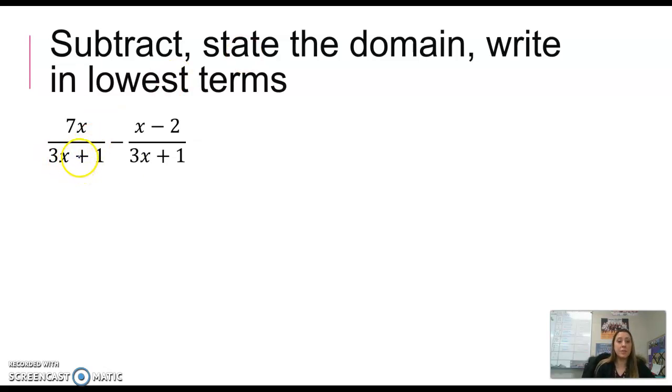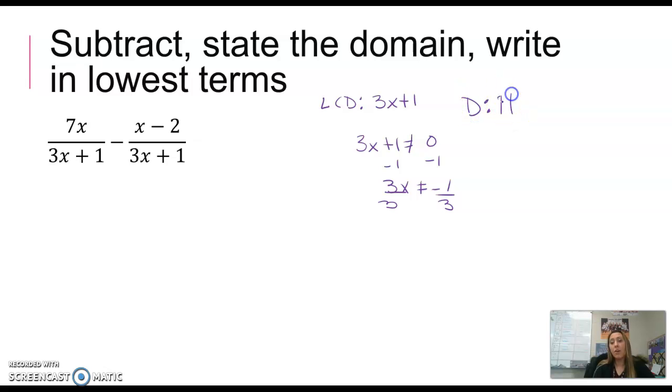So I need to factor, I cannot, and then I need to look at this and I can see that they're exactly the same. So my lowest common denominator was given to me by the rational gods, and they are the same, so I'm not going to have to do a lot of extra work. To find the domain, I'm going to take that lowest common denominator and set it not equal to 0 and solve. And then I get 3x is not equal to negative 1, divide by 3. So then I get the domain is all real numbers, except x cannot equal negative 1 over 3.